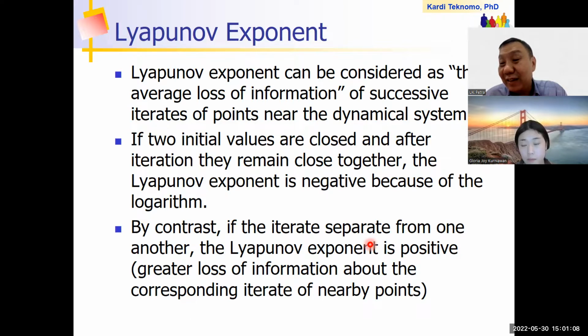Is that clear? So the Lyapunov exponent is the one number that determines whether it's chaos or not. How do you know? If the Lyapunov exponent is positive.